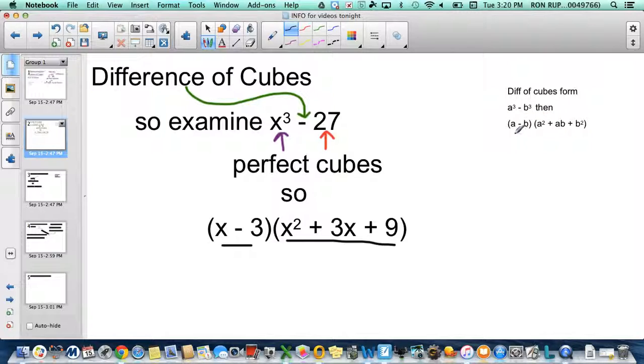Then one factor will be a minus b, so x minus 3. And the other factor will be a squared plus a times b plus b squared. So in this example, the cube root of x cubed is x. The cube root of 27 is 3. So x is the a value, 3 is the b value. So one factor is x minus 3, the other factor is x squared plus 3x plus 9.